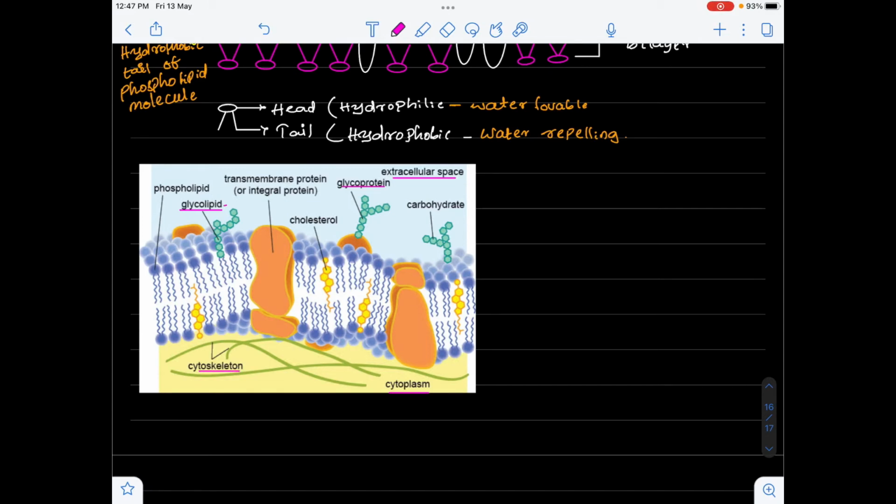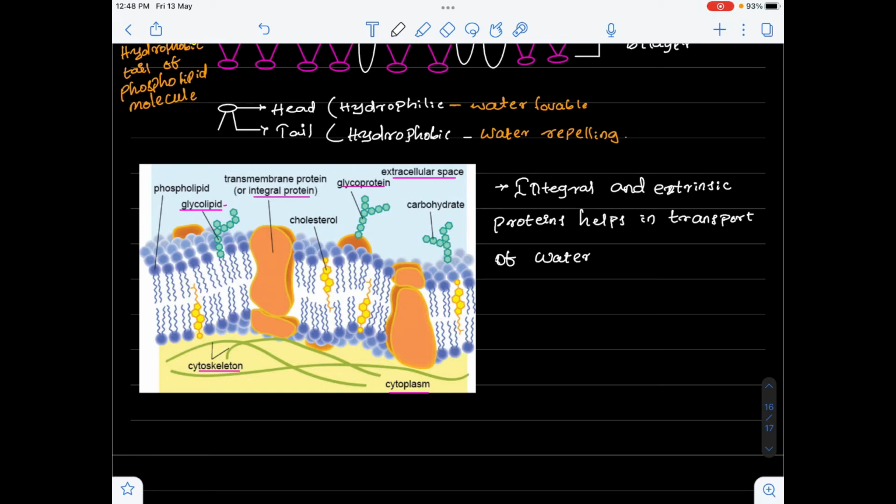Now here, first let me write a statement. Integral or intrinsic proteins and extrinsic proteins help in transport of water and water soluble substances across the plasma membrane.